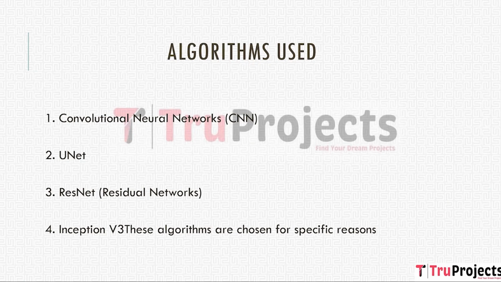Fourth algorithm is Inception v3. Inception v3 is another powerful architecture for image classification. Its distinguishing feature is that it uses multiple convolutional filter sizes in parallel, enabling it to capture features at various scales. In this project, Inception v3 is used for COVID-19 classification based on segmented images.